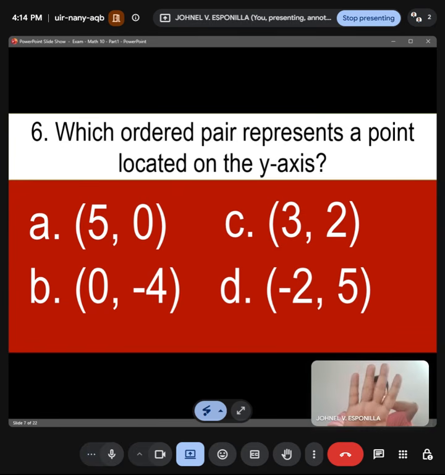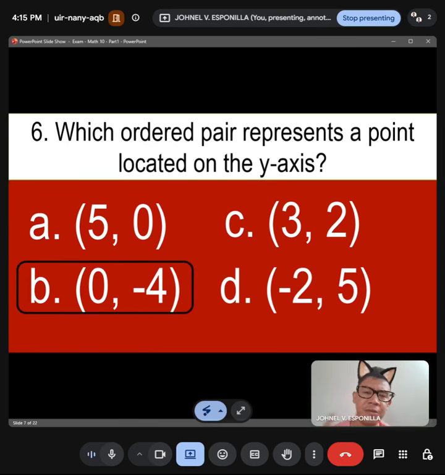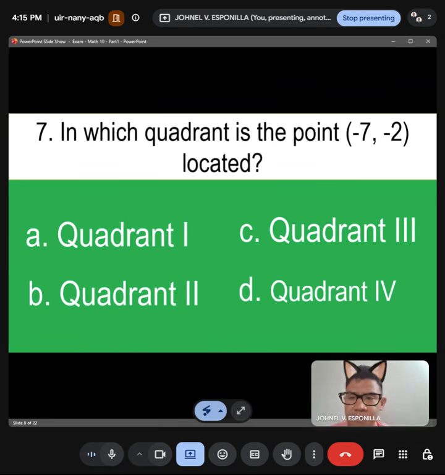Number 6, which ordered pair represents a point located on the y-axis? 5 seconds go. And the correct answer is, on the y-axis, the value of x is 0, then y has a value, so that the point is located on the y-axis. And the correct answer is letter B. Letter A is on the x-axis, letter C is in the first quadrant, and letter D is in what quadrant? Second quadrant.